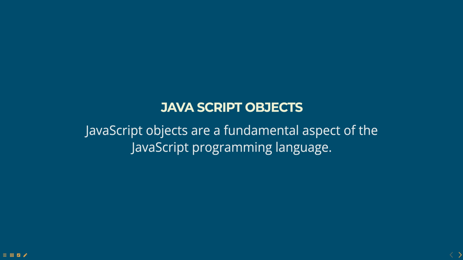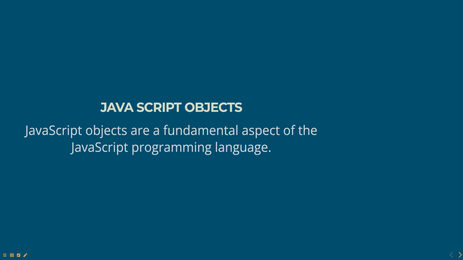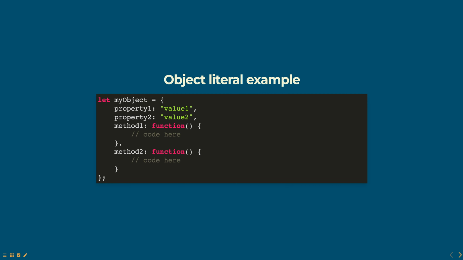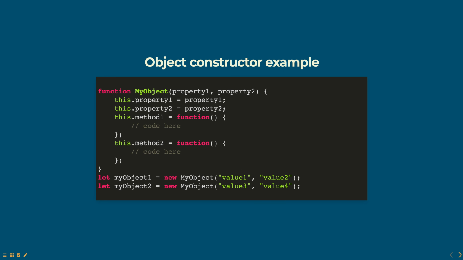JavaScript objects can be created in a number of ways, the most common being object literals and object constructors. Object literals are a simple way of creating an object by specifying its properties and methods as key value pairs within curly braces. Object constructors, on the other hand, are more powerful and can be used to create multiple objects with the same properties and methods, but with different values.